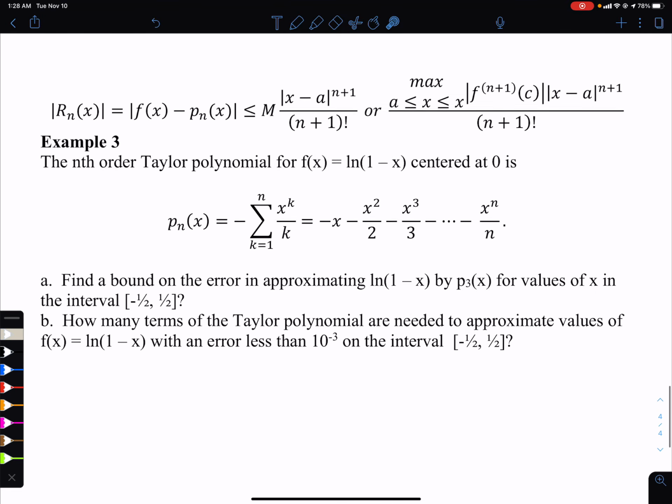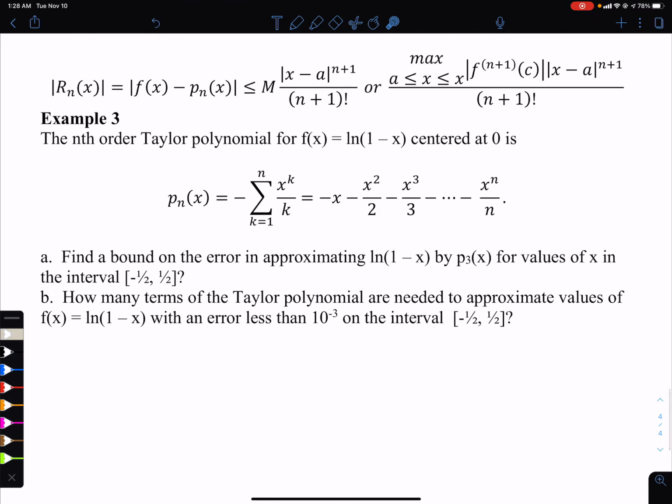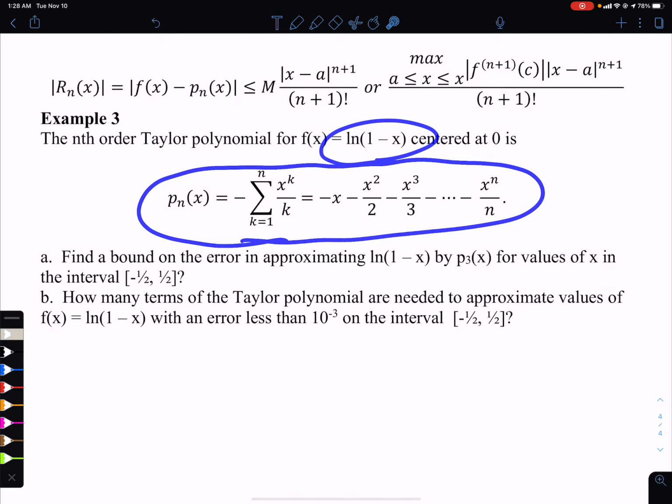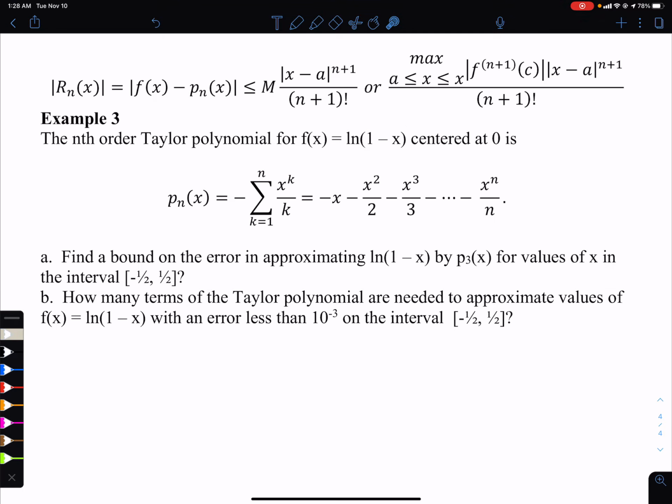We'll do one more example. This is it. So we have an nth order Taylor polynomial. This one's kind of weird. So they're telling you what it looks like. That Taylor polynomial looks like that. And we want to find the bound of the error for a third order Taylor polynomial. But here's where it's weird.